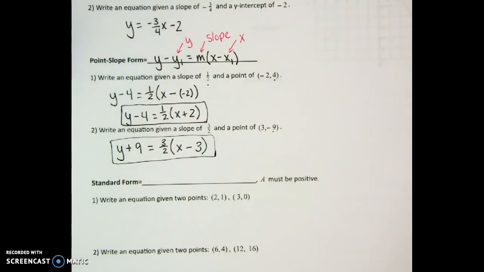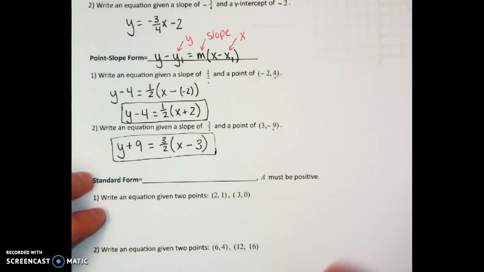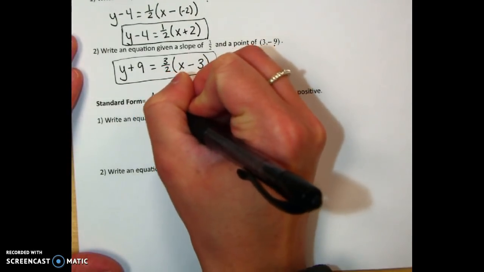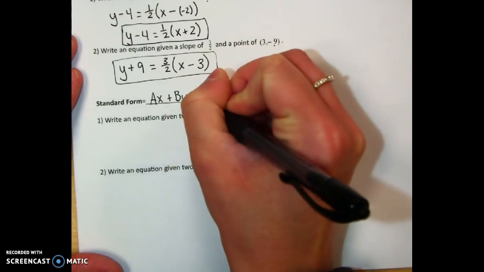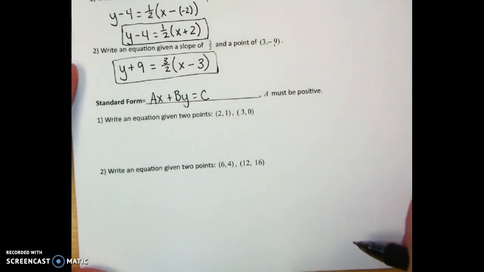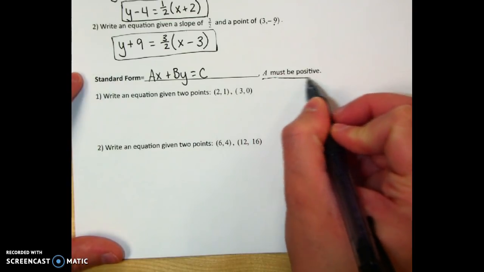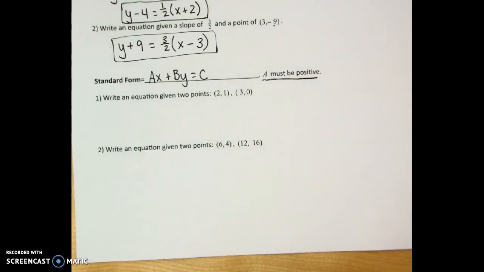Okay, and the last form is standard form. And hopefully you remember that it is Ax plus By equals C, and the A, B, and C should all be capitalized. And notice over here, A must be positive. And you'll see one here in a second where it's not positive, and I'll show you what to do.